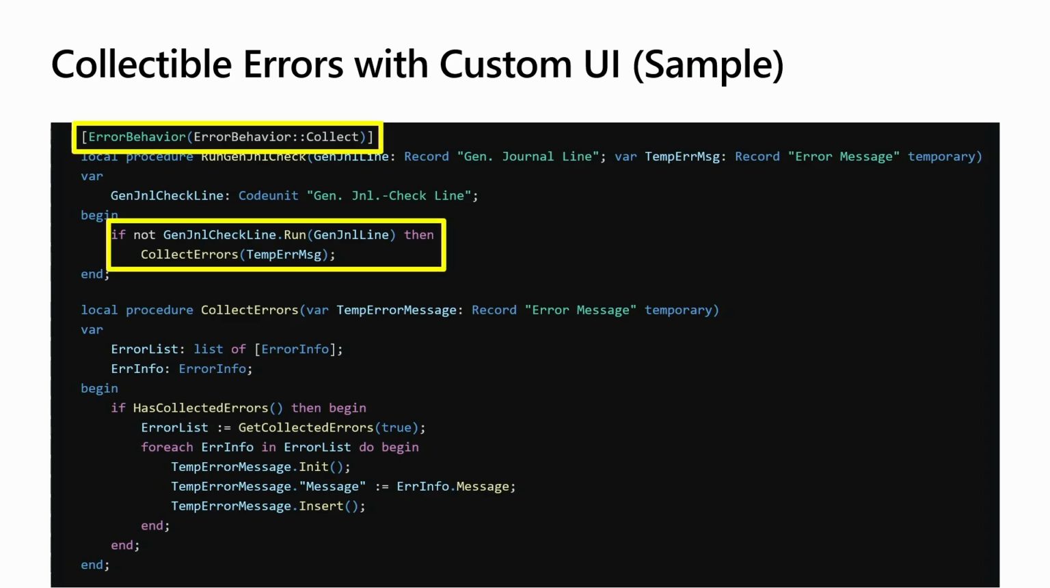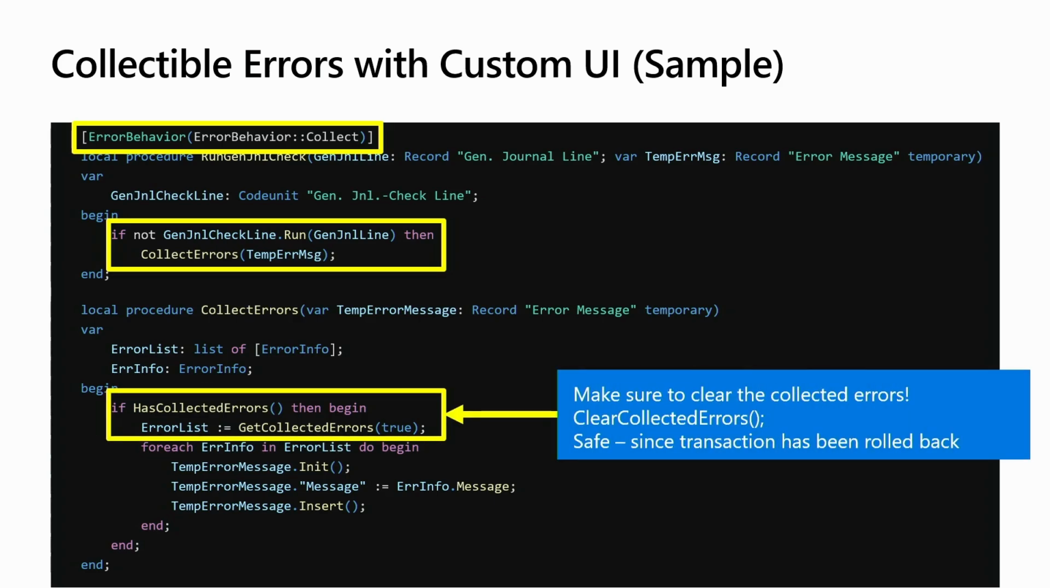Everything remains the same, except now when we are running the procedure, let's say we can use the Codeunit.Run, and if it's not successful, we can use this collect errors procedure. And within that, we are calling the HasCollectedError function from the platform, which tells us there were some errors inside the codeunit. And we can do GetCollectedErrors, which will give us the list of all the error info objects. We can iterate through them. And in this case, we are pushing them into the temporary error message record.